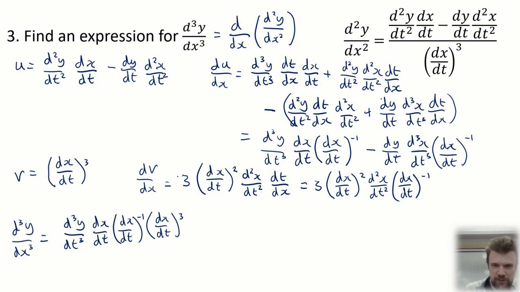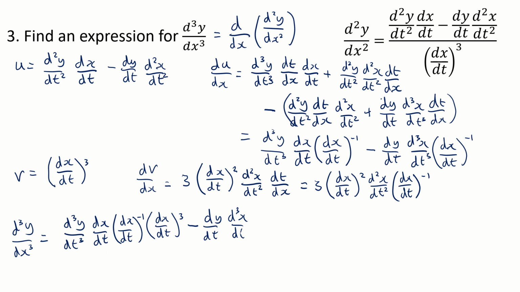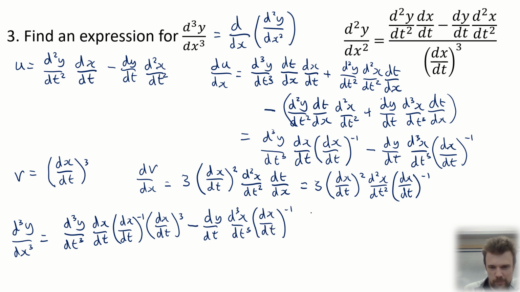The other bit of the du over dx, which was the minus dy over dt, d cubed x over dt cubed, times dx over dt to the power minus 1, times our v, which is dx over dt, all to the power 3. And that is the du over dx times v bit done. Now we've got to take away u times dv over dx.